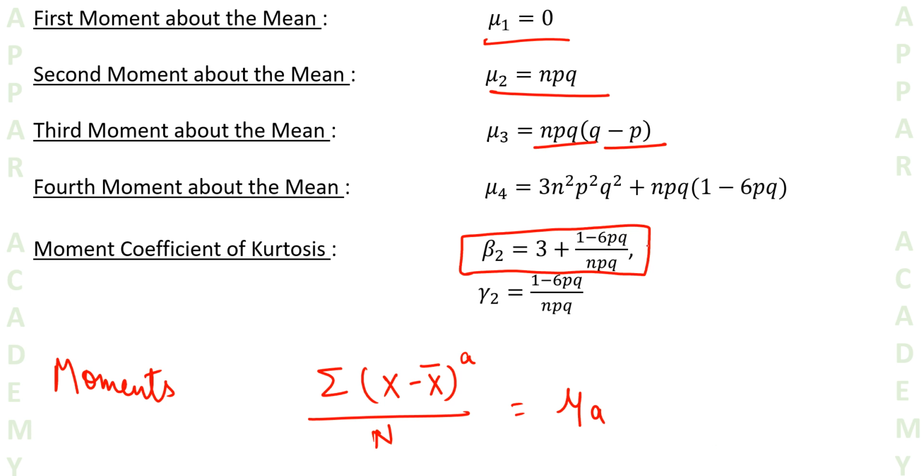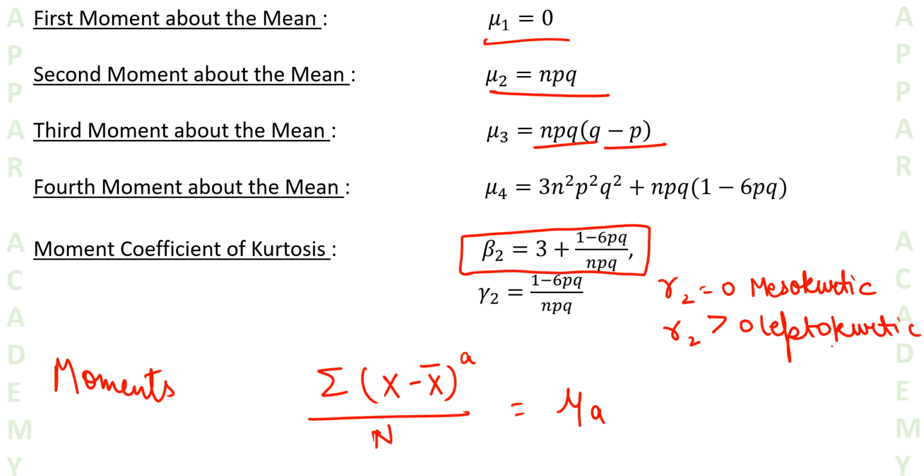now how will we check what kind of curve it is? Whenever gamma 2 is equal to 0, we all know it is a mesokurtic curve. Whenever gamma 2 is greater than 0, it is a leptokurtic curve. And if gamma 2 is less than 0, then it is a platykurtic curve. So after finding the value of gamma 2, we can simply compare it with 0.